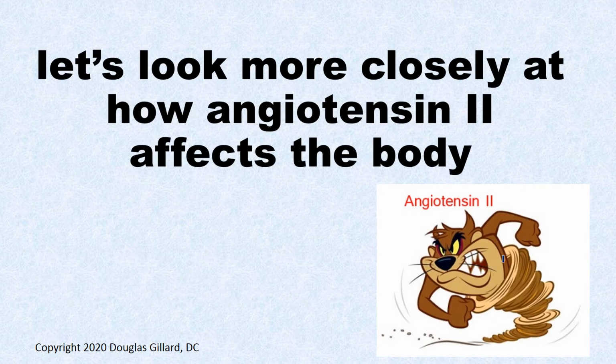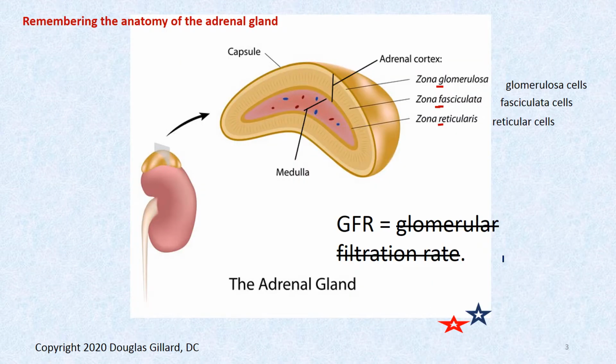So let's look a little more closely. We're talking about the Tasmanian devil here. Angiotensin II has widespread effects on the body. Let's check some of those out.